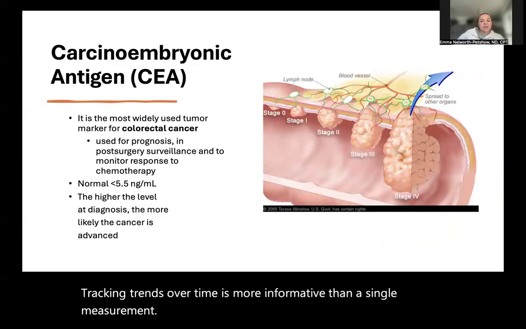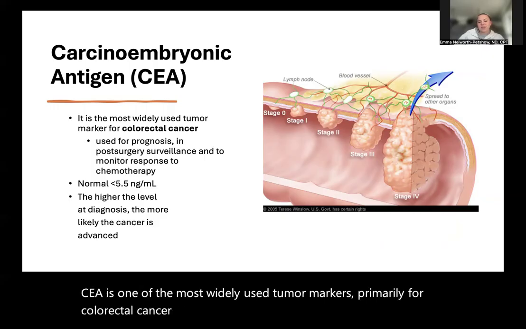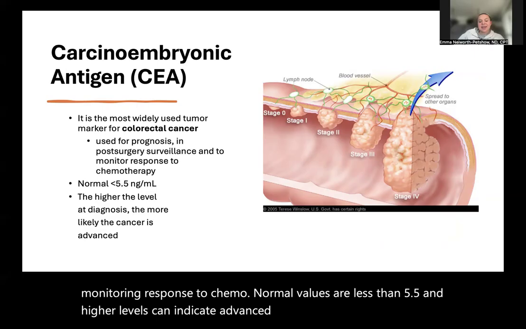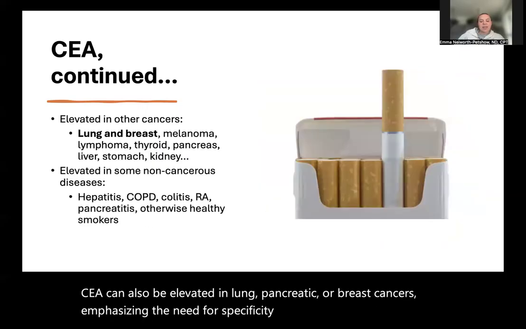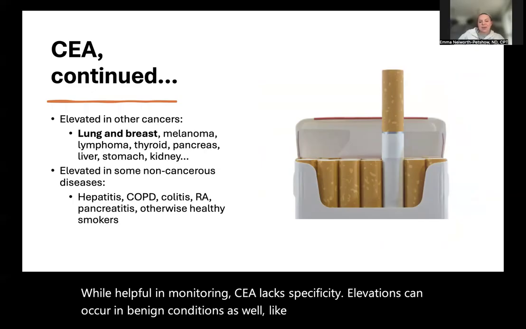CEA is one of the most widely used tumor markers, primarily for colorectal cancer, as it assists in prognosis, post-op surveillance, and monitoring response to chemo. Normal values are less than 5.5, and higher levels can indicate advanced disease. CEA can also be elevated in lung, pancreatic, or breast cancers, emphasizing the need for specificity through imaging and pathology. While helpful in monitoring, CEA lacks specificity. Elevations can occur in benign conditions as well, like hepatitis, COPD, pancreatitis, even tobacco use.